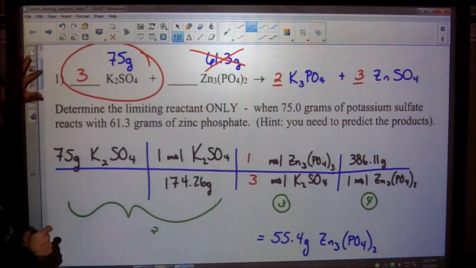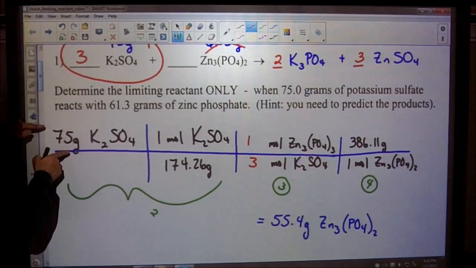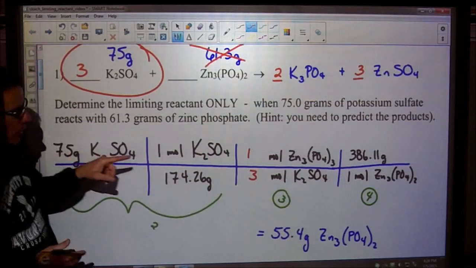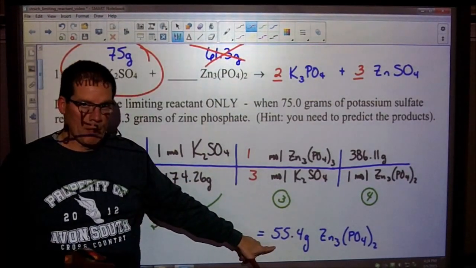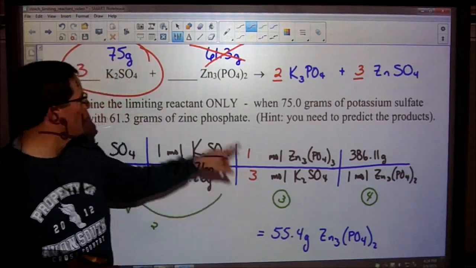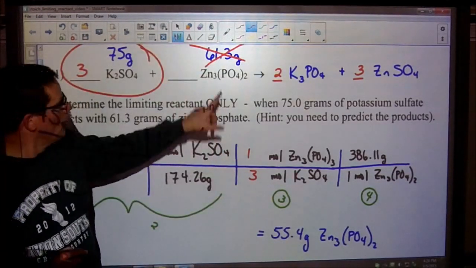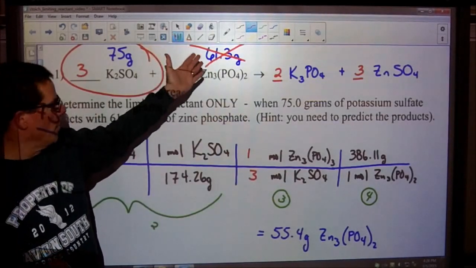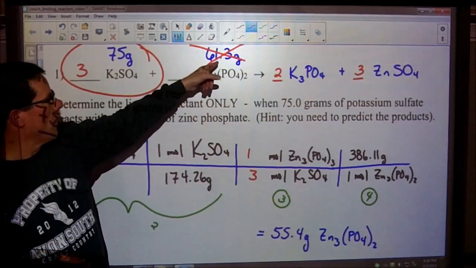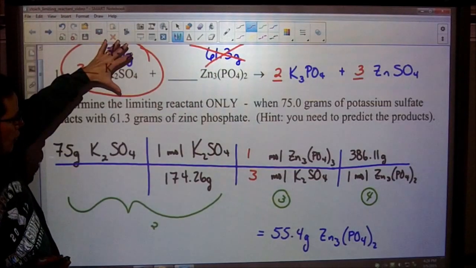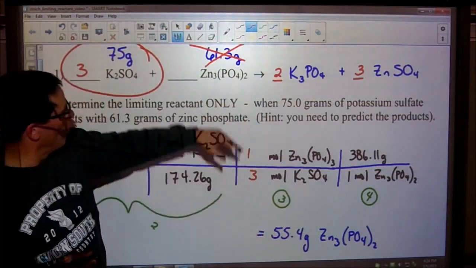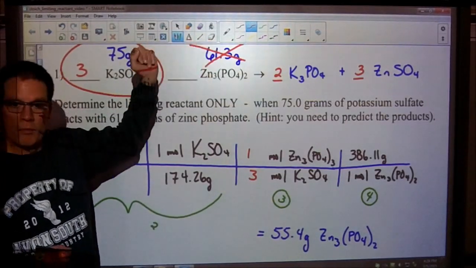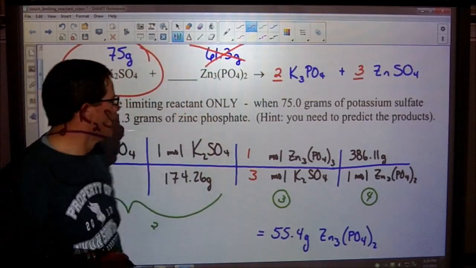Again, let me say that phrase. If I use all 75 grams of my potassium sulfate, I would need at least 55.4 grams of the zinc phosphate. I have 61. I actually have just barely over 6 grams more than I need. So I'm going to have extra. When 75 gets used up, I'll only use 55.4 and I'll have about 5.9 grams of this remaining. Isn't that cool? Ish.